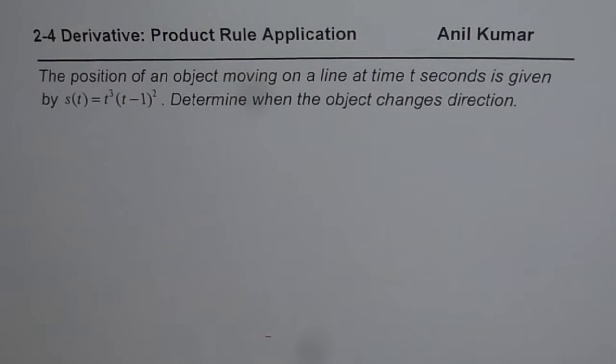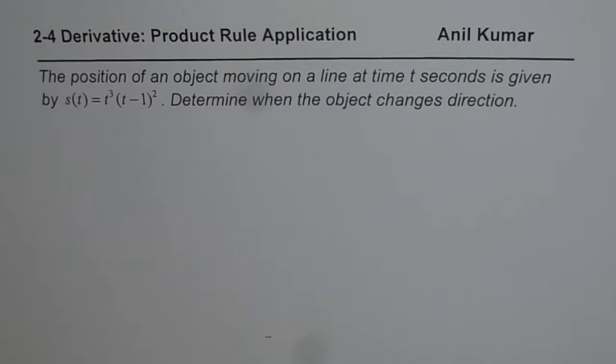The position of an object moving on a line at time t seconds is given by s of t equals t cubed times (t minus 1) squared. Determine when the object changes direction. I'd like you to pause the video, copy the question, answer, and then look into my suggestion.